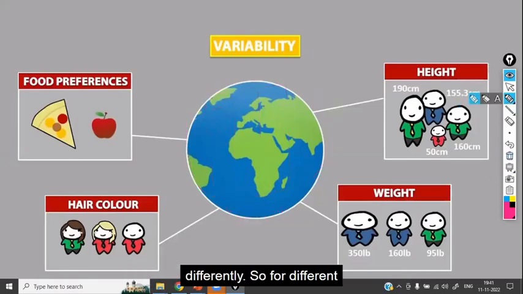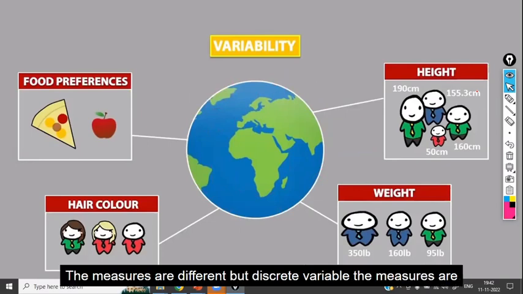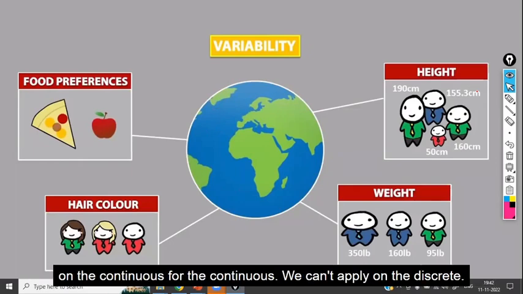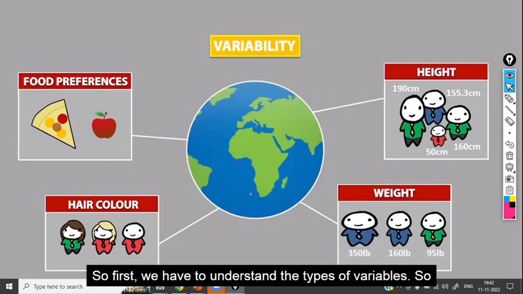So for different types of data or different types of variables, the measures will be different. For a continuous variable the measures are different, and for a discrete variable the measures are different. We can't apply the measures we use for the discrete on the continuous, and for the continuous we can't apply them on the discrete. So first we have to understand the types of variables.